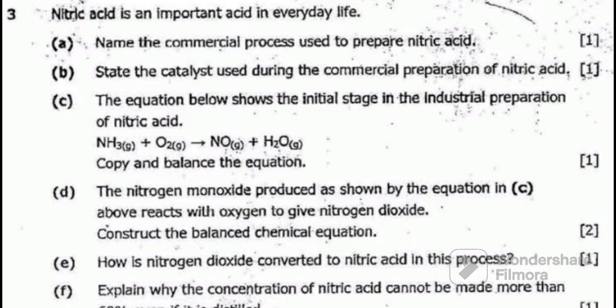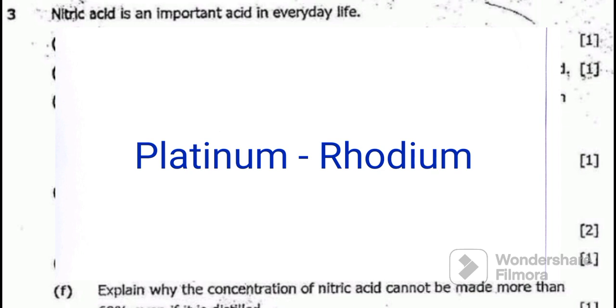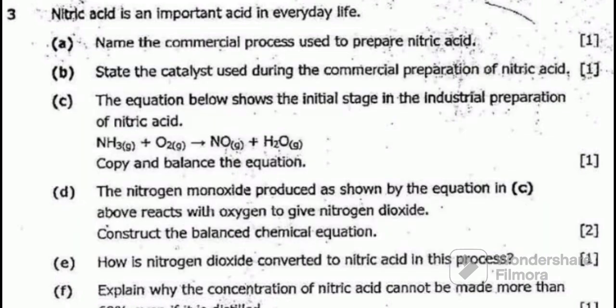Question B. State the catalyst used during the commercial preparation of nitric acid. The catalyst used is platinum rhodium. In some books, they have separated these two words. So if you want, you can put platinum or rhodium gas.